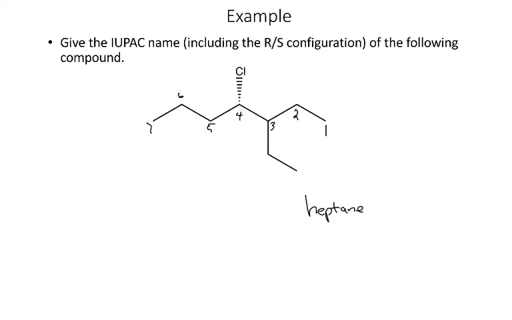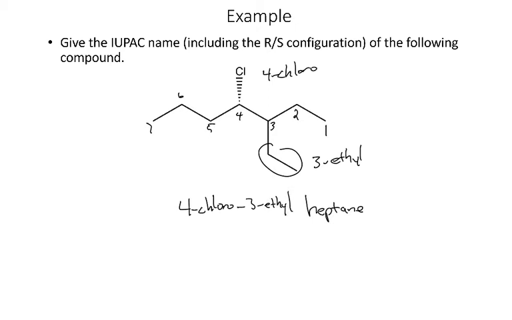So my two groups are, I have an ethyl at position 3. I have a chloro at position 4. So then I would have, in alphabetical order, chloro, 3-ethylheptane. And so this is what we would have done before. And so the only thing that we're going to add now is, right, this carbon is not chiral because I have two ethyl groups coming off. So I only have one chiral center.